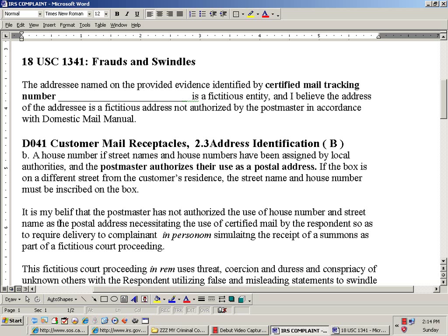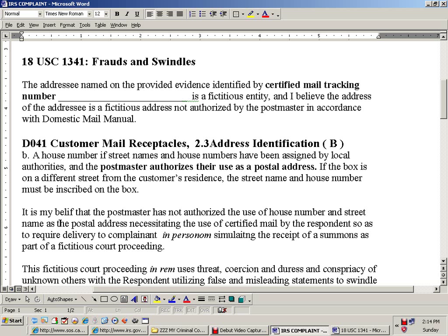necessitating the use of certified mail by the respondent so as to require delivery to complainant in personam, simulating the receipt of a summons as part of a fictitious court proceeding. They actually just sent you a summons when they do this by certified mail, in my opinion. Right? They don't put it in your post office box. Either the postman delivers it to your door, he just is serving you a summons, or you go down to the post office to get it because they sent you a card. Right? You've just been served. It's part of a court process. It's a court proceeding.